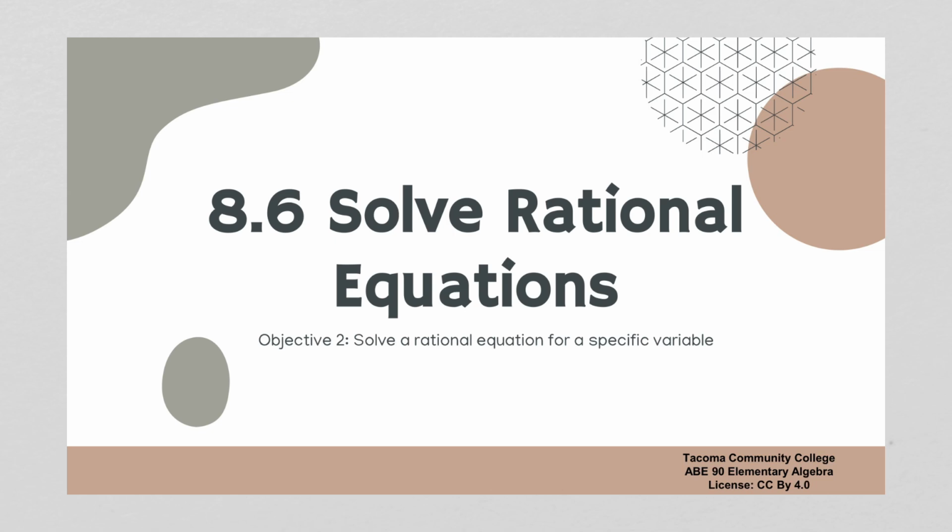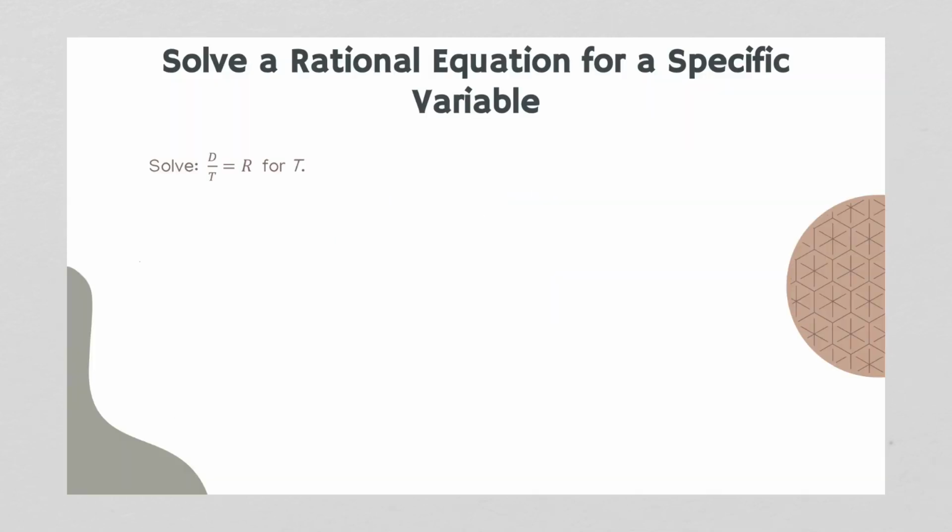All right, so now we're in objective 2, solve rational equations for a specific variable. Occasionally they'll give you a formula and they'll say, hey, distance over time equals rate, and I want you to solve for time. So that means they want the t to be all by itself on one side of the equal sign and everything else to be on the other.